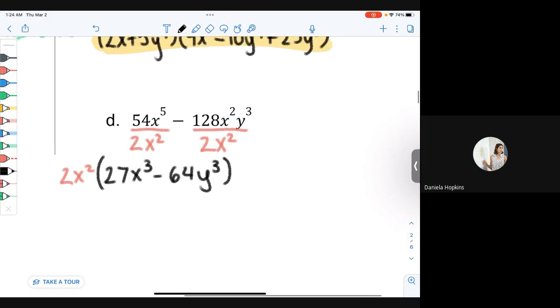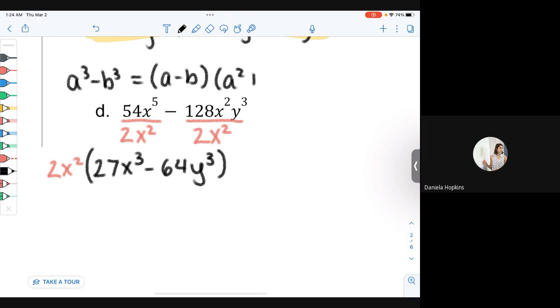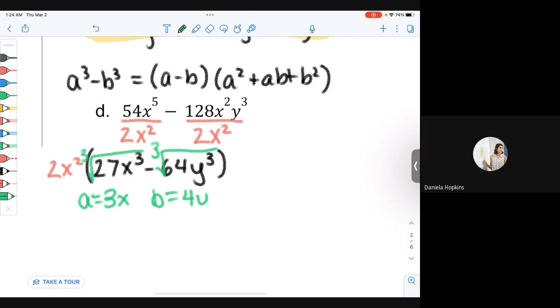So again, I'm going to write the general formula. Don't feel like you need to do that. So it would be a cubed minus b cubed, which will factor as a minus b times a squared plus ab plus b squared. So as I look here, and I'm going to do some green just so I don't get confused, the cube root of this part is going to be my a. So a here would be 3x. And the cube root here is my b, and that would be 4y.